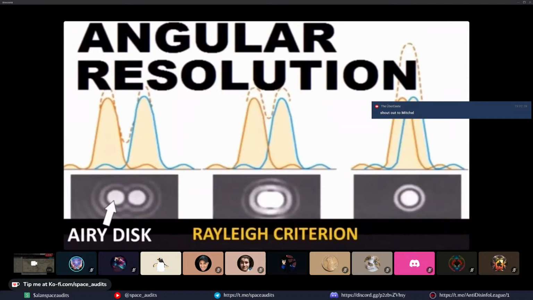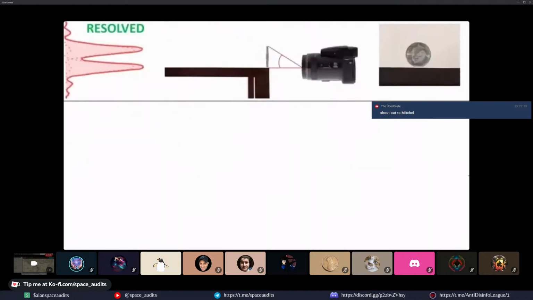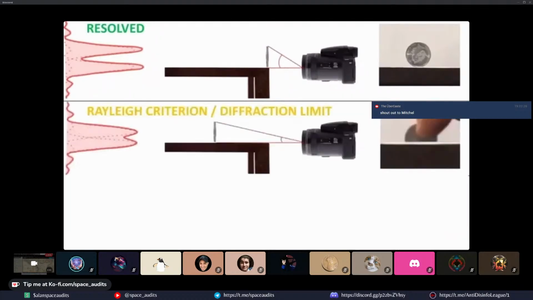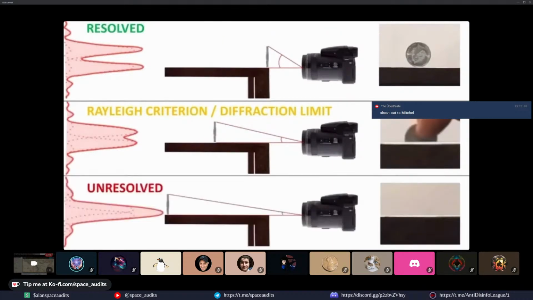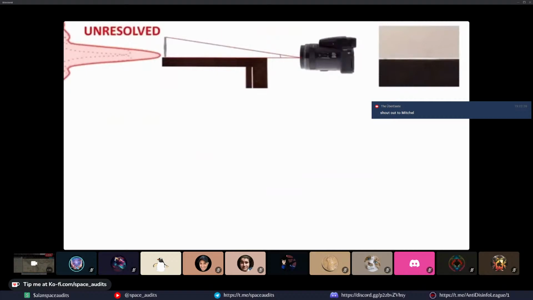So relating this to my observation, when the coin is closer to the camera, it is fully resolved. As you start moving the coin away from the camera, it meets the Rayleigh criterion, or the diffraction limit. And this creates a smaller angle, making the coin disappear bottom up. And when you move the coin further away, it becomes fully unresolved. Now, as I said, 100% of the light from that coin is still reaching the camera.